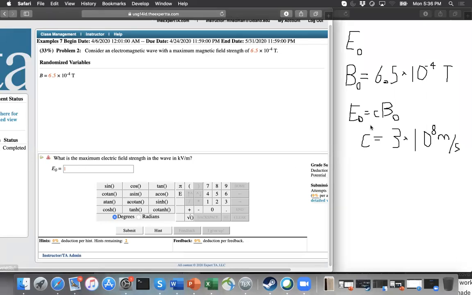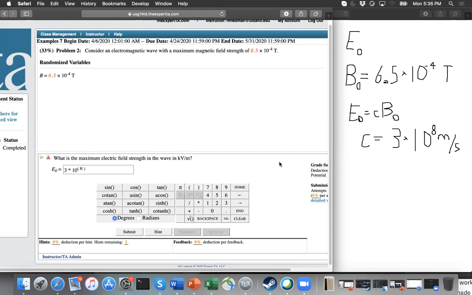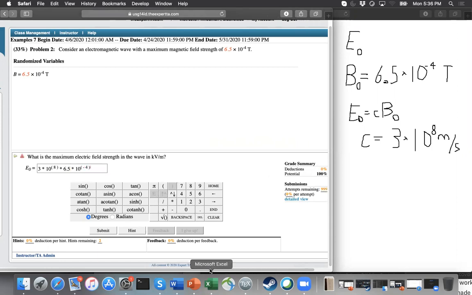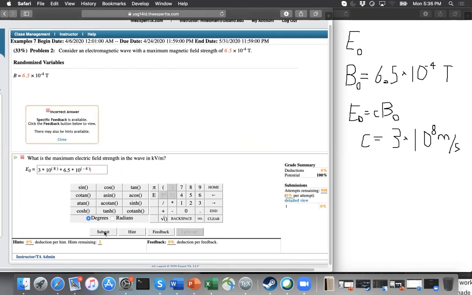So again, this is a straightforward relationship, and we can just plug in the numbers. So E, and this is even in the correct form, so we can just put in the correct values. E naught should be 3e to the 8 times 6.5e to the minus 4. Now, if I enter this, this will tell me that I got the wrong answer, because what units is this going to be?